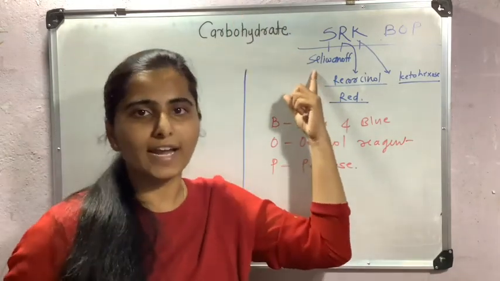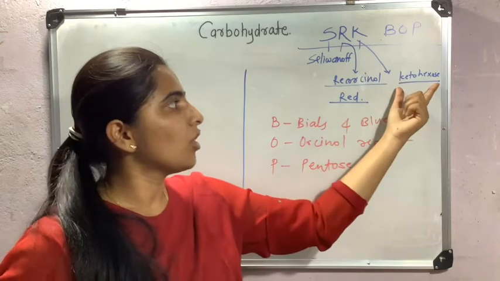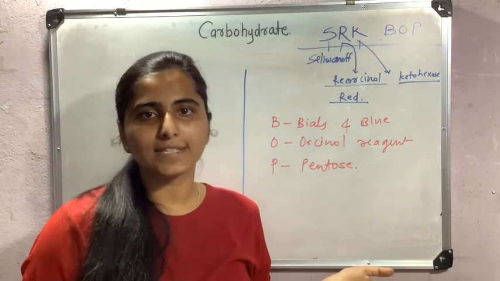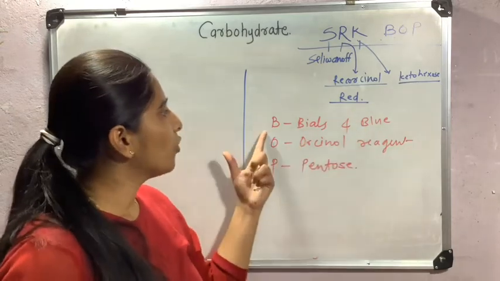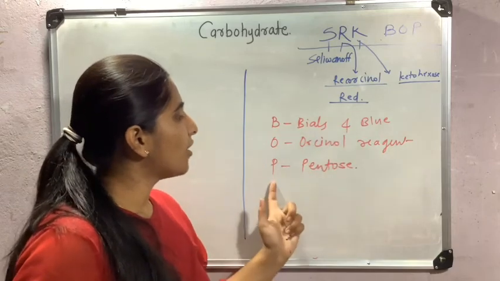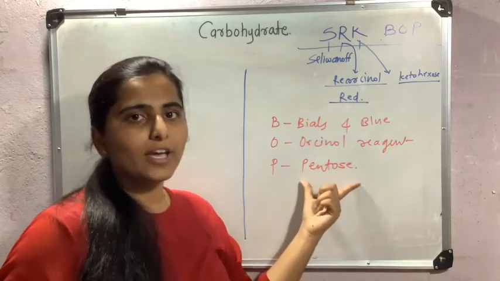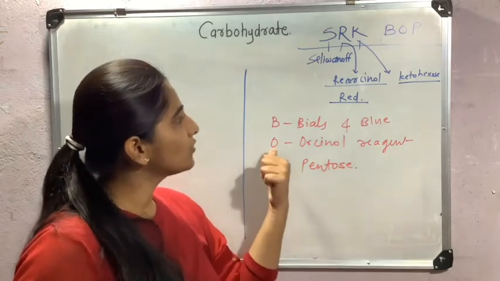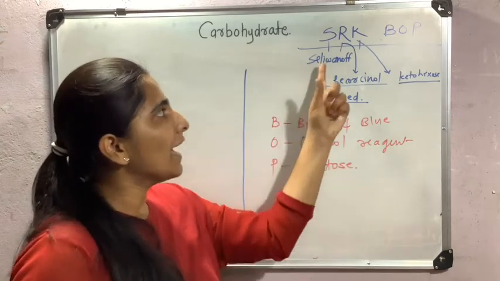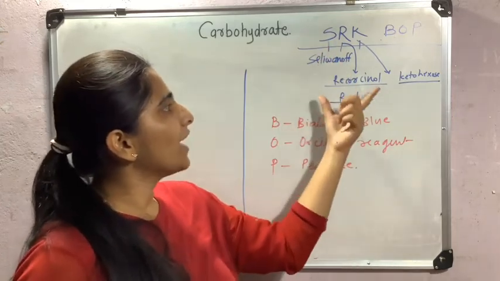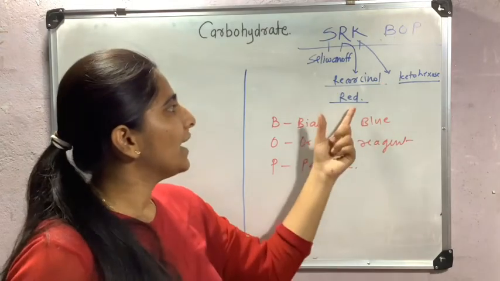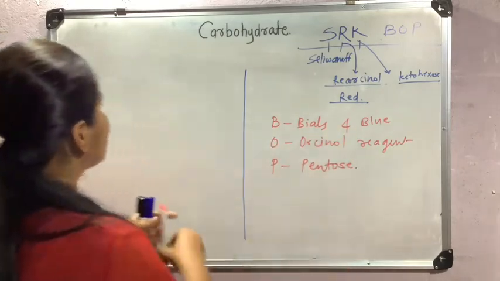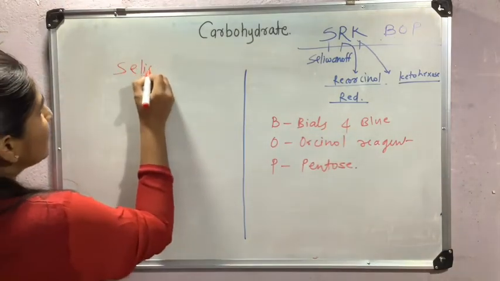Seliwanoff's test is used for identification of ketohexoses, or if we have to distinguish ketohexoses from aldohexoses. Hexoses are 6-carbon monosaccharides. And this BOP, Bial's test, is used for identification of pentoses, or to distinguish pentoses from hexoses. The reagent used for Bial's test is orcinol reagent, and in Seliwanoff's test we use resorcinol reagent. The end result is red color in one, and in the other reaction the end result is blue color. So let's start. First is Seliwanoff's test.